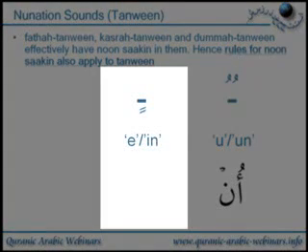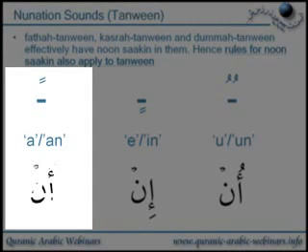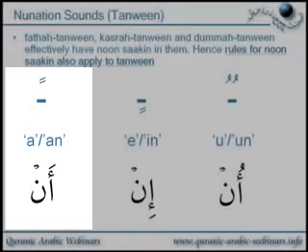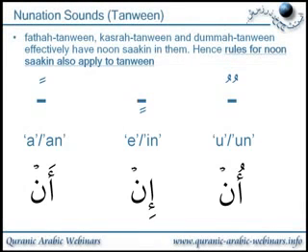Same with the kasratain, it equals the hamza with kasra and noon sakin. And we have the same with fathatain, which is the hamza with fatha and noon sakin. So all of these tanweens actually have a noon sakin in them. Hence we're going to apply the same rules to the tanween that we do to the noon sakin.